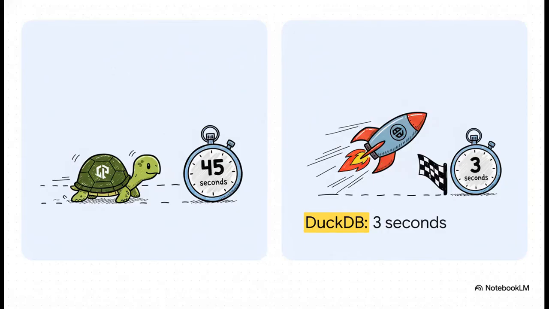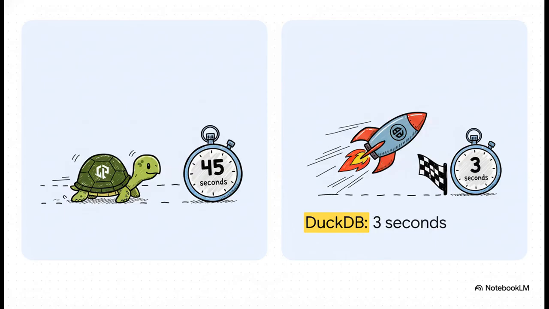Okay, so this is where things get kind of wild. Using PostGIS, which is an absolute rock-solid industry standard, that query takes about 45 seconds. Not too shabby. But with DuckDB, it takes just 3 seconds. That is a 15 times speed up. And look, this isn't some kind of black magic.